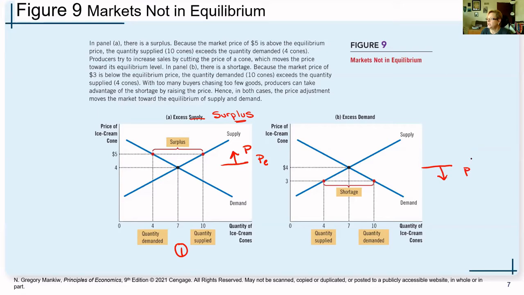If the price is below equilibrium, we end up with a shortage because the quantity demanded is greater than the quantity supplied. And on tests, I would want you to tell me exactly what that is. So you would say there's a shortage of 6 units here. Over here, panel 1, we would say, okay, the quantity demanded is at 4, and the quantity supplied is at 10. So we have a surplus of the difference between those two, 6 units. Okay?